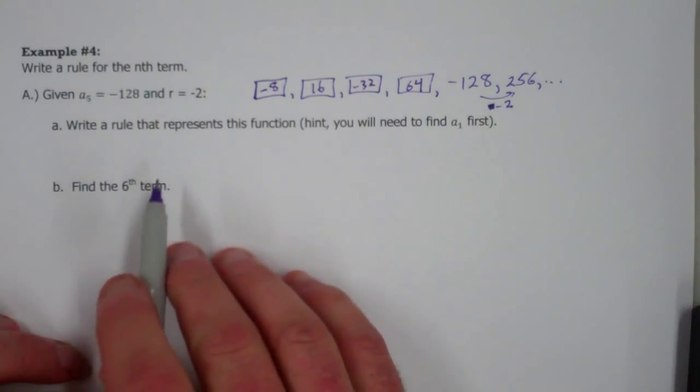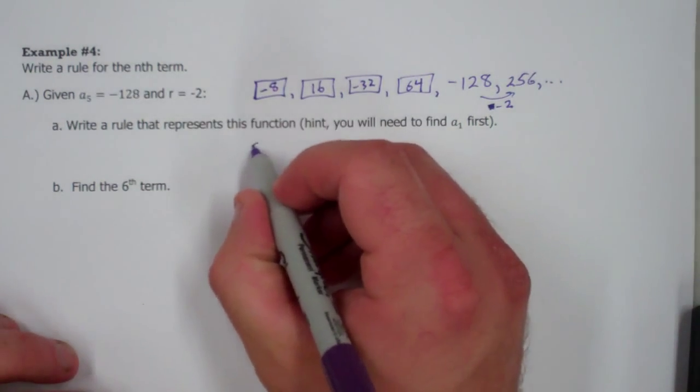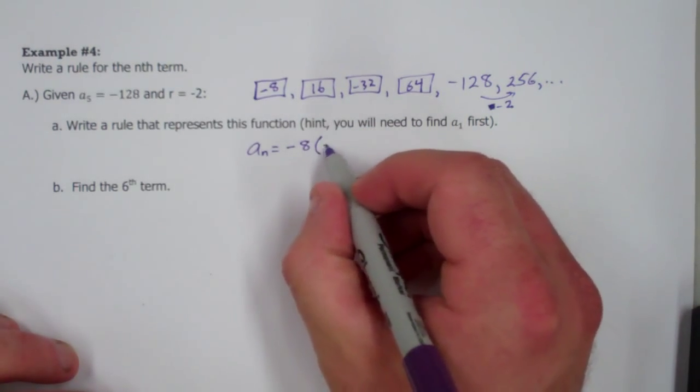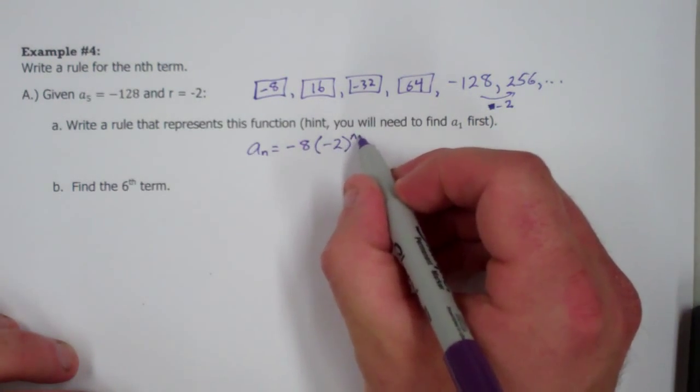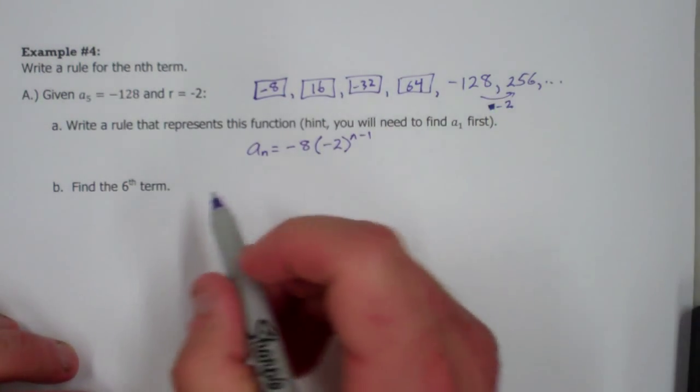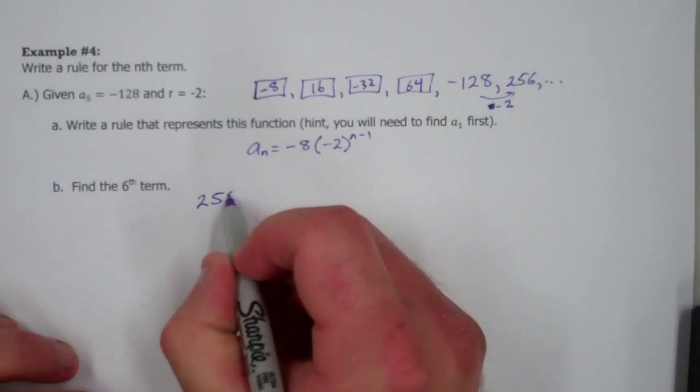So we're going to write a rule that represents this function. So a sub n is equal to a sub 1, which is negative 8, times r, which is negative 2, all to the n minus 1 power. This is the 5th term, and it looks like we've already figured out the 6th term.